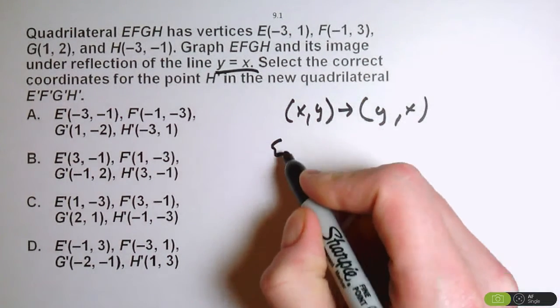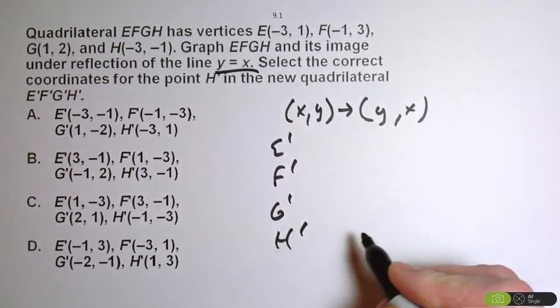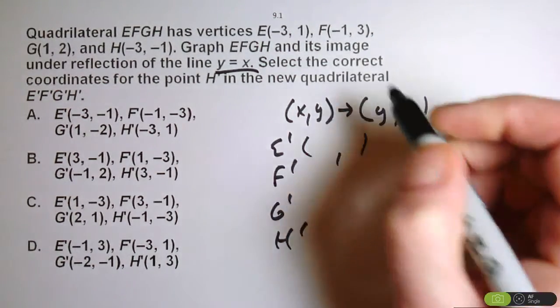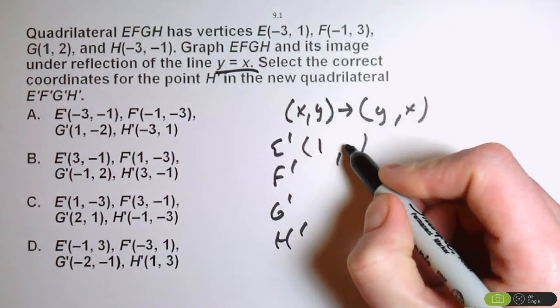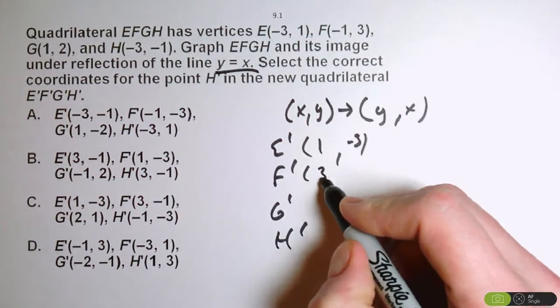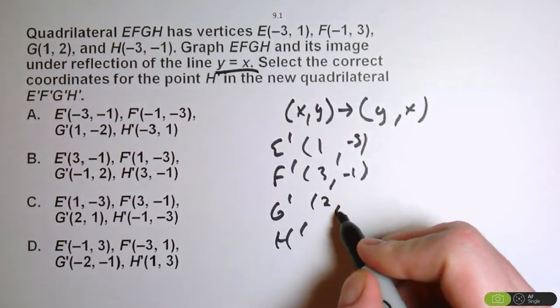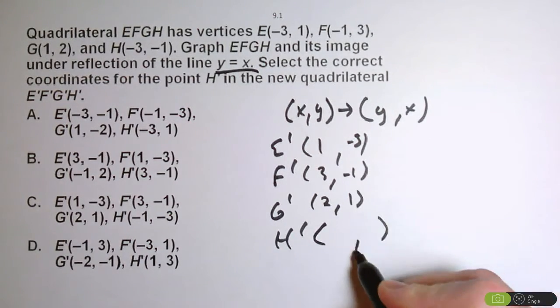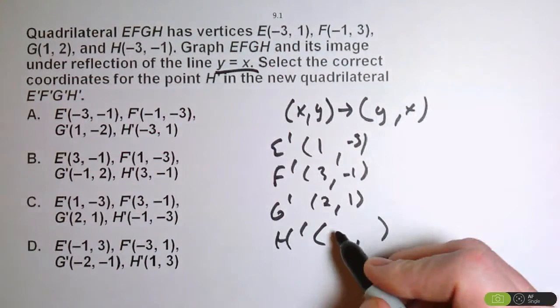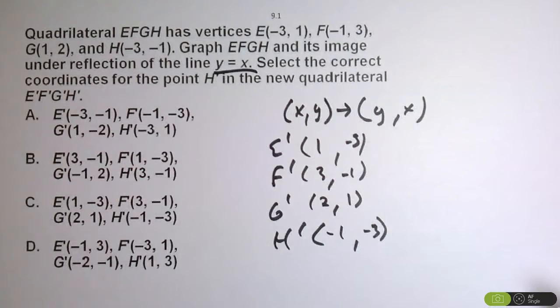Okay, so we have E, F, G, and H. E is at negative 3, 1, so it should be 1, negative 3. F is at negative 1, 3, so it should be at 3, negative 1. G is at 1, 2, so I swap that, it should be at 2, 1. H is at negative 3, negative 1, so it should be at negative 1, negative 3. And now we see which one matches up with that.